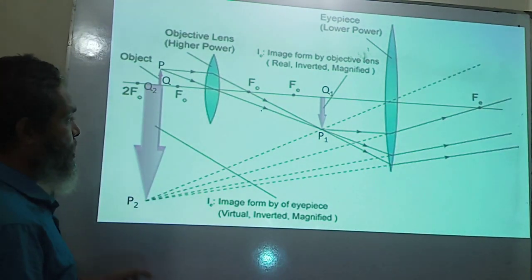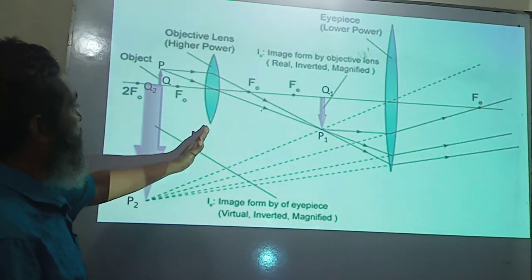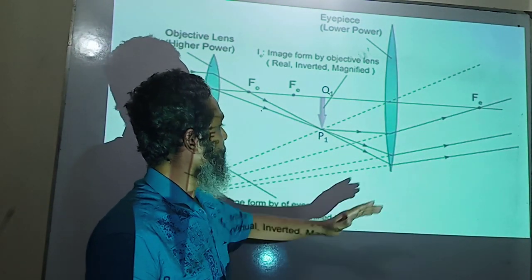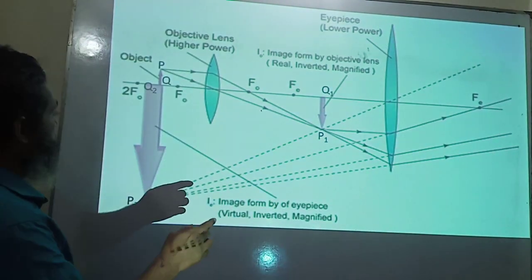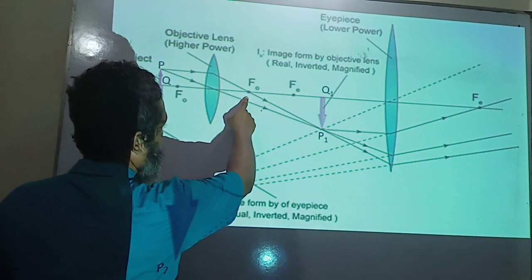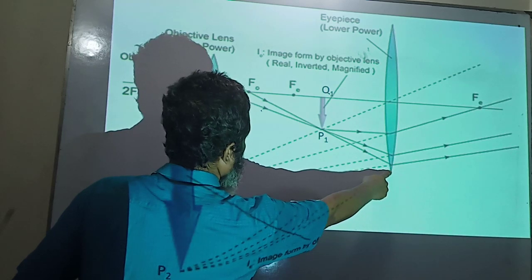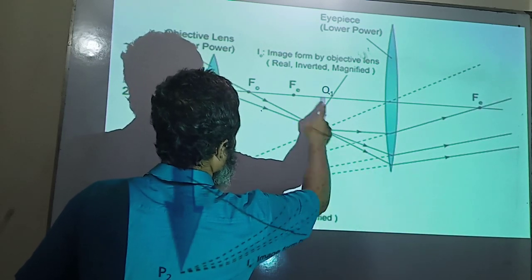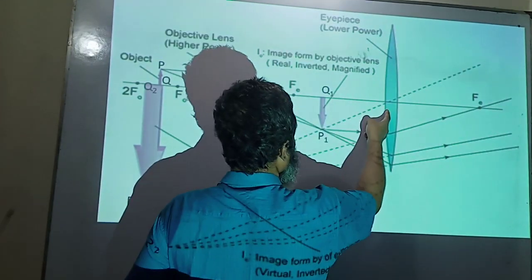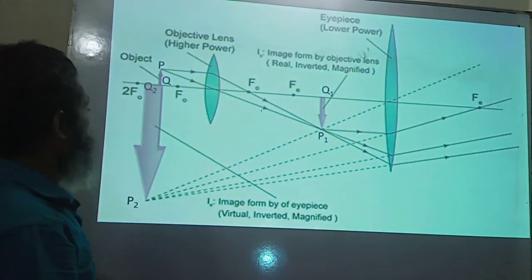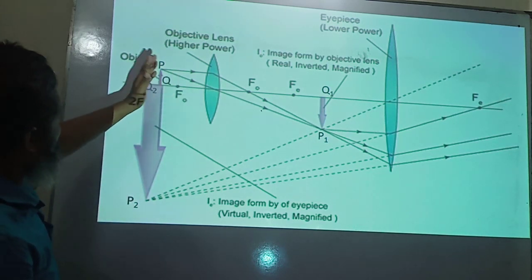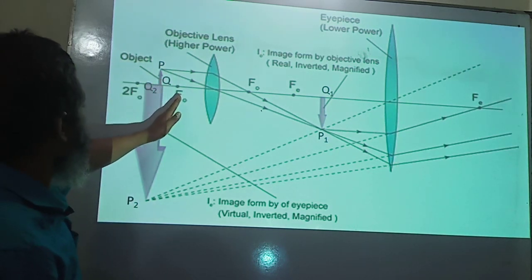In compound microscope there are two lenses. One is objective and another one is eye lens, which is known as eyepiece. Here the focal length of the objective is f0, and the focal length of the eyepiece is Fe, that is, this one is the focal length. Here, the object is placed in front of the objective beyond its principal focus.